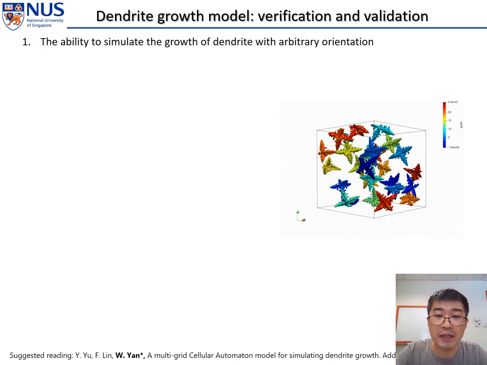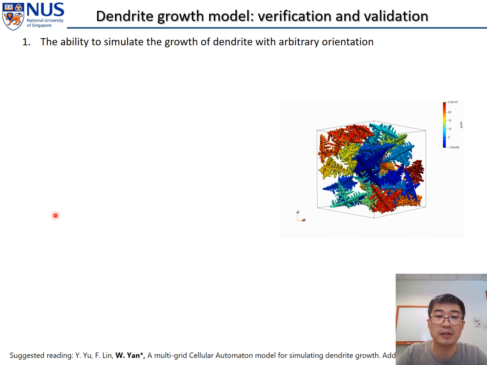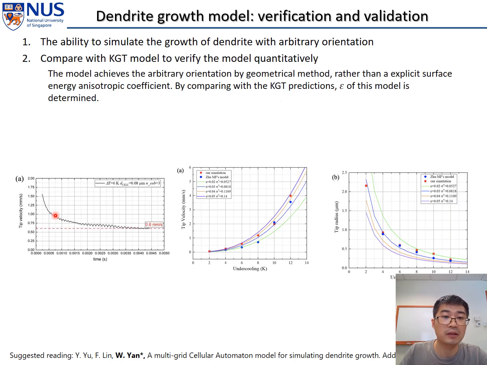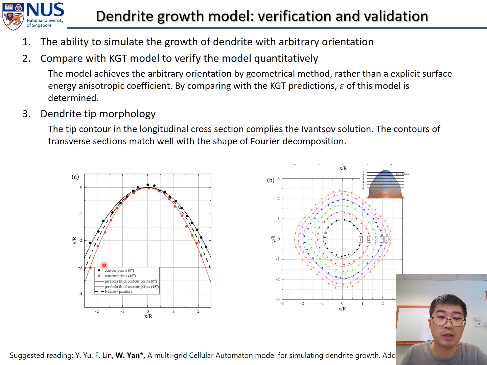This simulation shows the ability of our model to simulate the growth of dendrites with arbitrary orientations. And here we also verify our model against the KGT model. You can see after reaching steady state, the tip velocity agrees well with the KGT model results. And also here, this is a tip velocity curve at different undercoolings. These are our simulation results, and different curves represent the KGT model with different parameters. You can see they agree pretty well, which verifies our model.